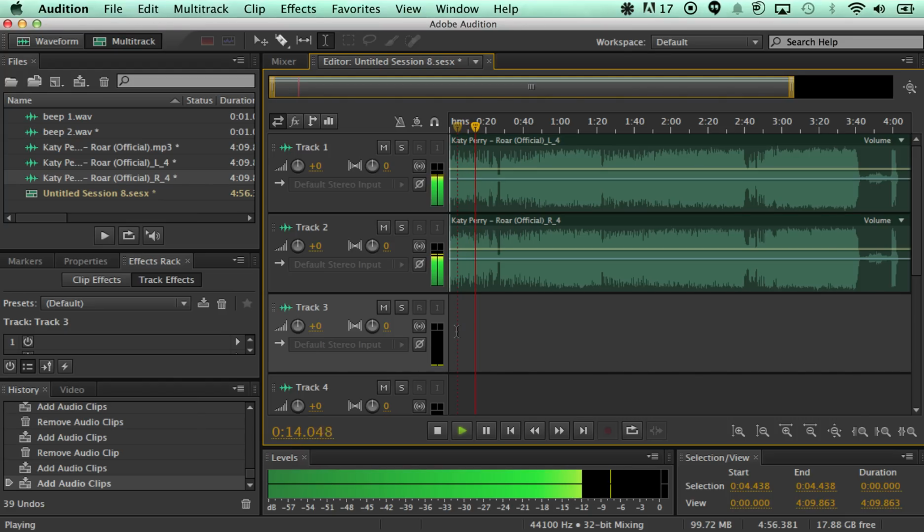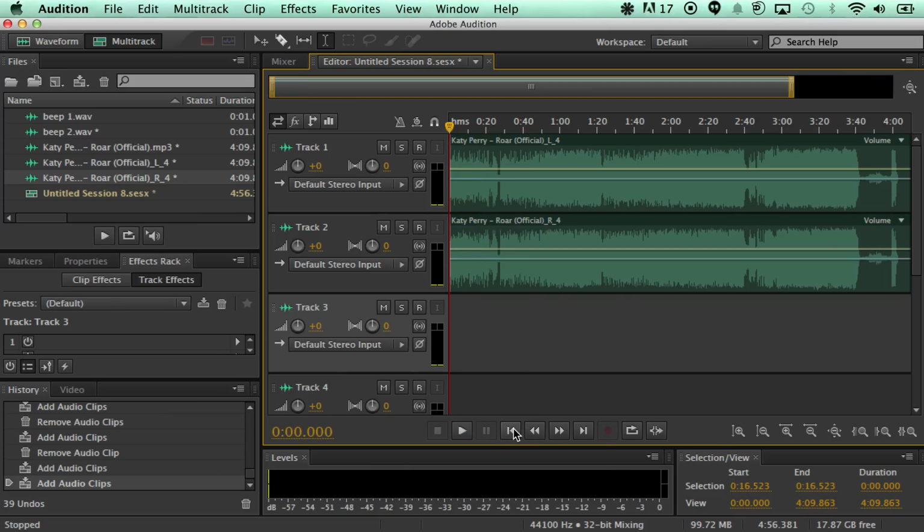Pretty cool, huh? What's going on here? Well, what's going on is that by inverting the phase and playing them simultaneously, I've canceled out everything that is common to both the left and the right channel. Everything that was the same between the left and the right is now eliminated, and everything that was different between the left and the right is what remains.